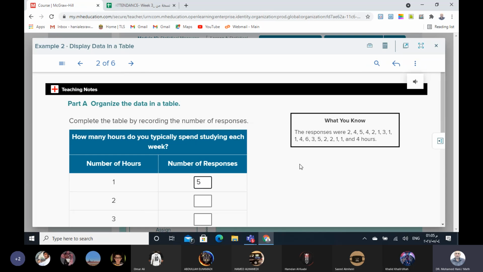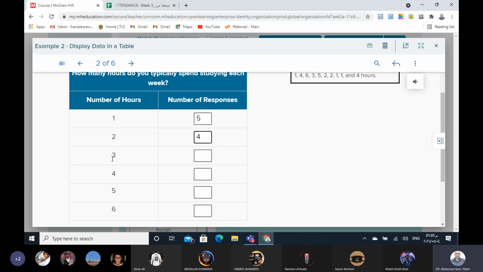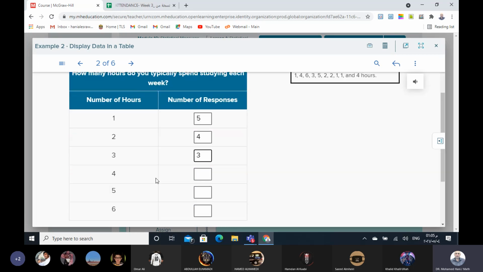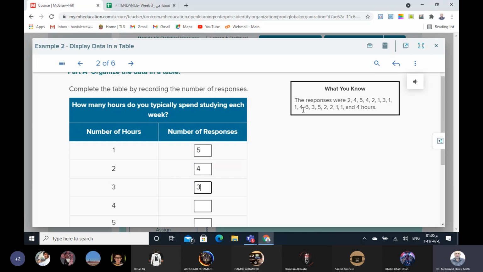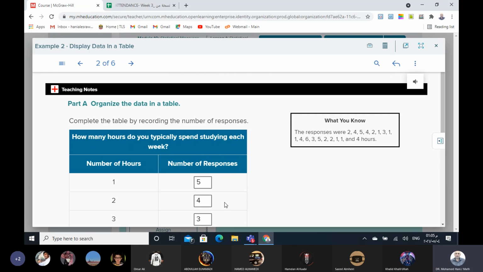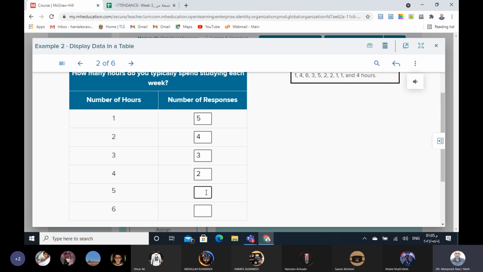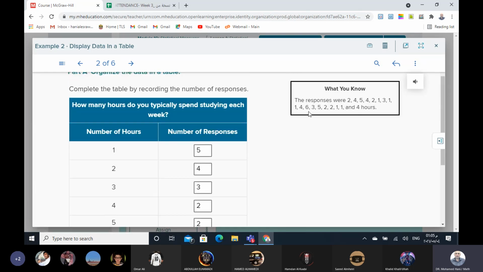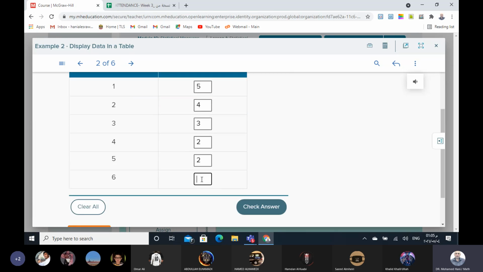How many 2s do we have here? As you see here, 1, 2, 3, 4. How many 3s? 1, 2. And how many 4s? Just here we have 2. How many 5s? 1, 2. And how many 6s? We have 1.